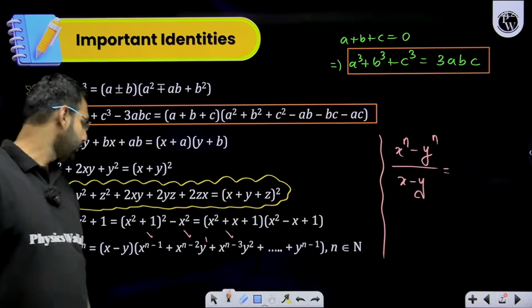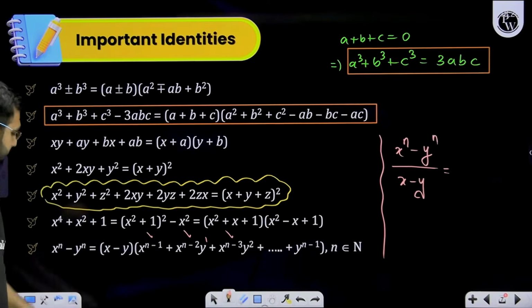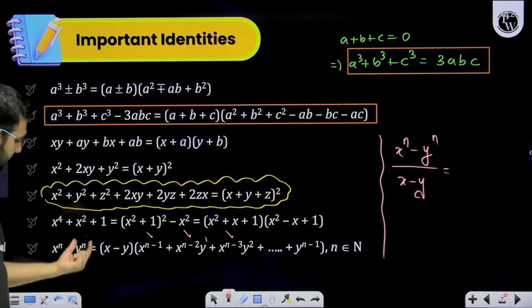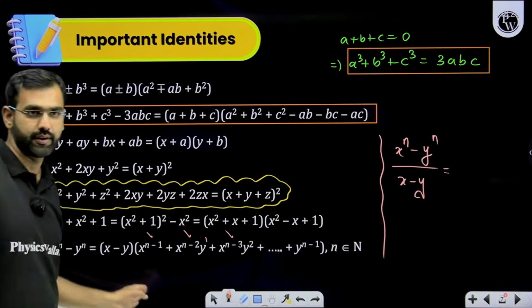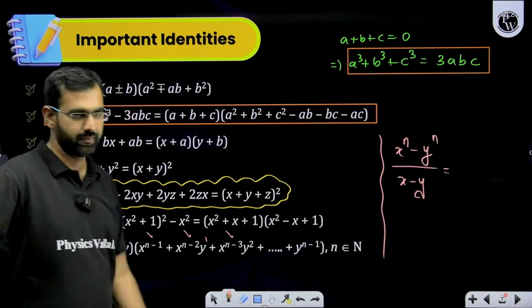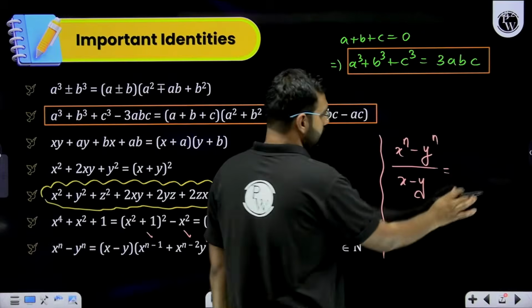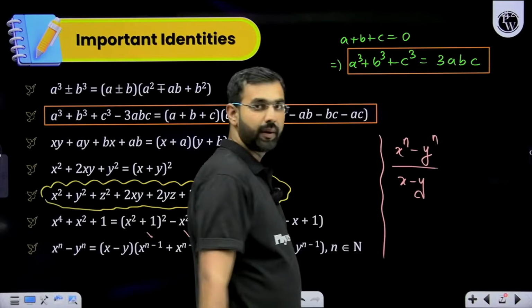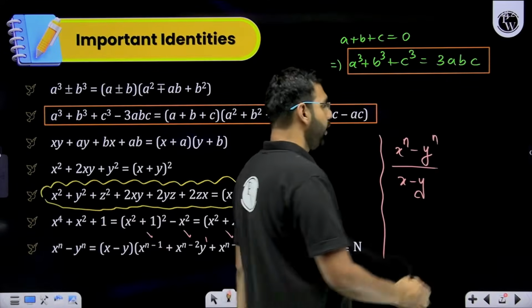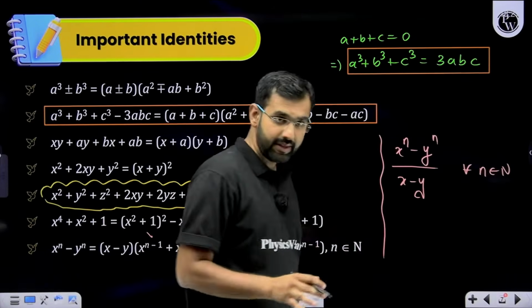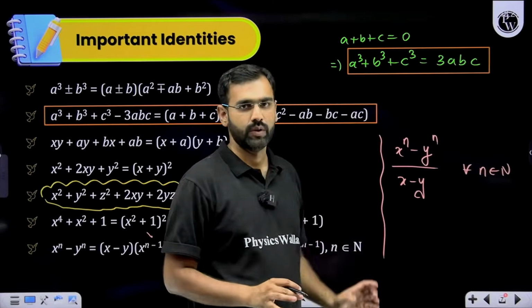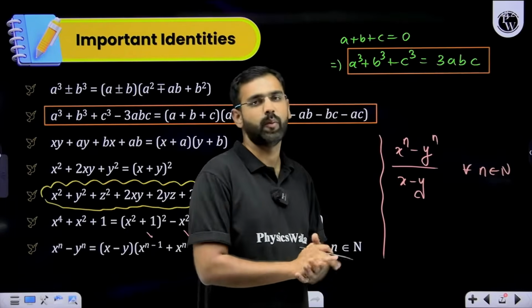Now, if I get back to the discussion we were having, all I'm trying to say is that x to the power n minus y to the power n is always divisible by x minus y, and this gives you this as a quotient for any natural number n. I repeat very clearly that if x to the power n minus y to the power n is divided by x minus y, where n is any natural number, then the remainder is always 0, which means this is always divisible by this.